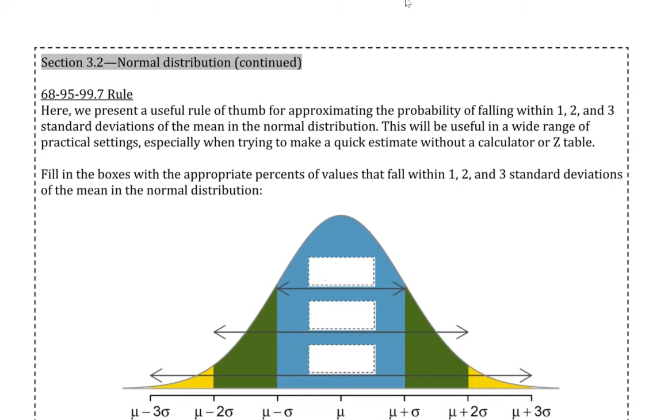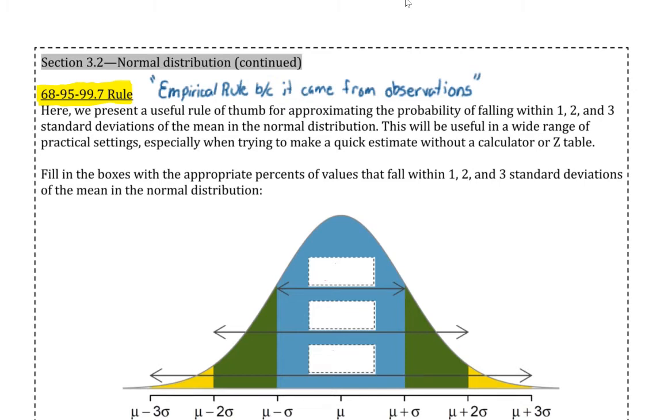We have been covering the normal distribution for all of Section 3.2. However, in this video, we would like to focus on the 68, 95, 99.7 rule. This is also sometimes called the empirical rule because it came from observations.